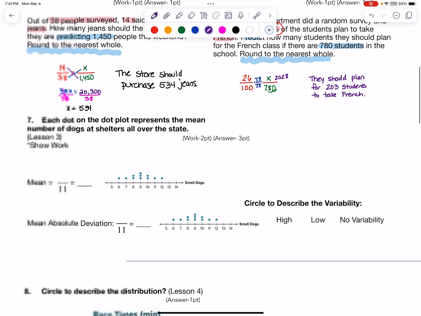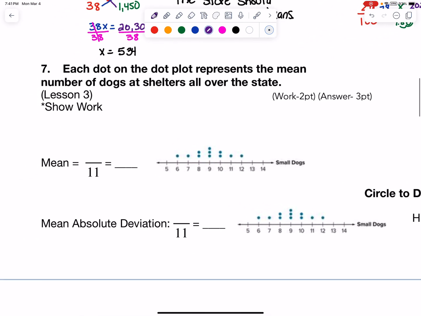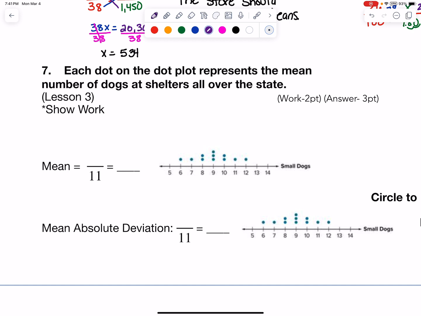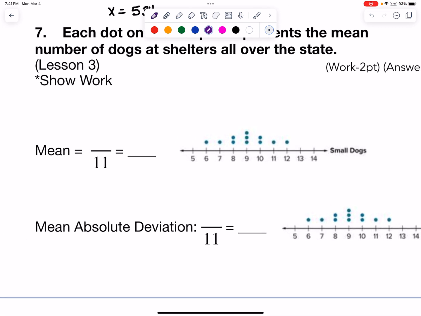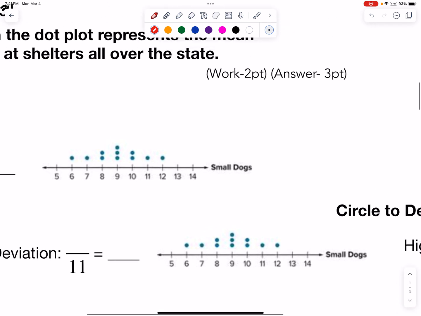Okay, all right, let's go ahead and take a look at number 7. Number 7 is all about the mean and mean absolute deviation and variability. It says each dot on the dot plot represents the mean number of dogs at shelters all over the state. So if I want to find the mean of that data, remember mean is we take the sum of all the data and divide by how many pieces of data there are. Okay, so we're going to go ahead and add these up.